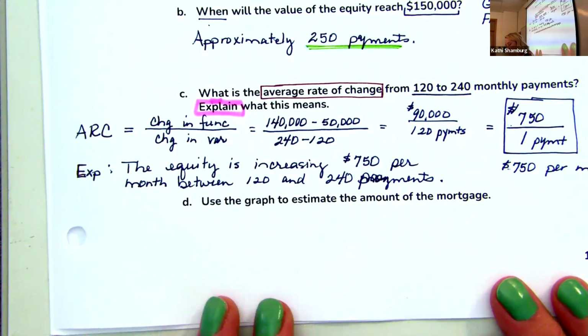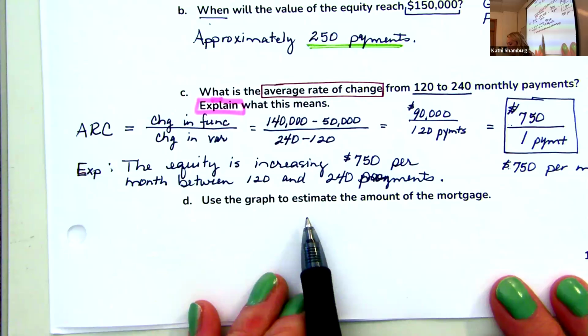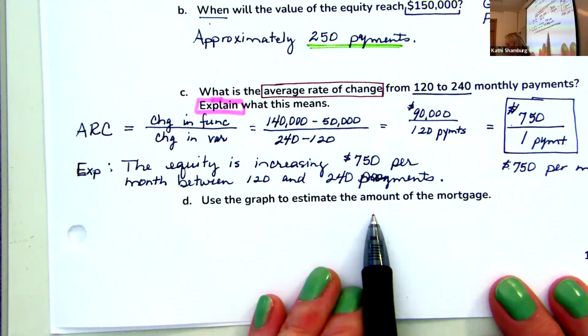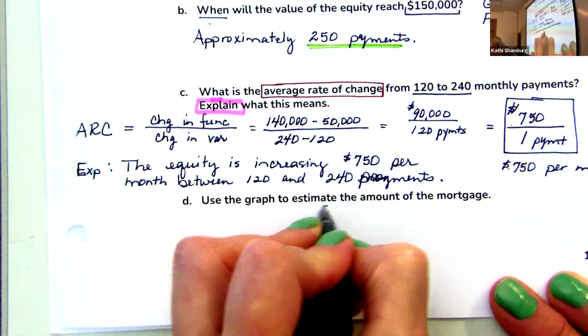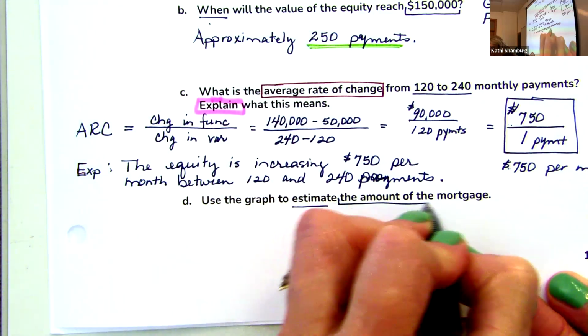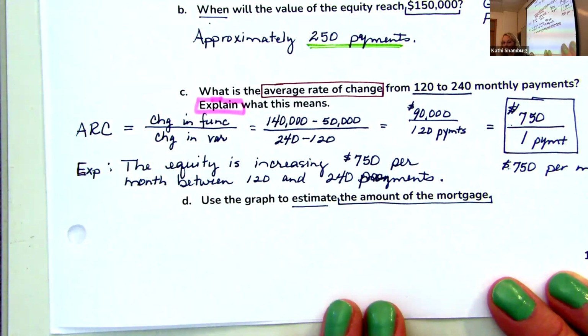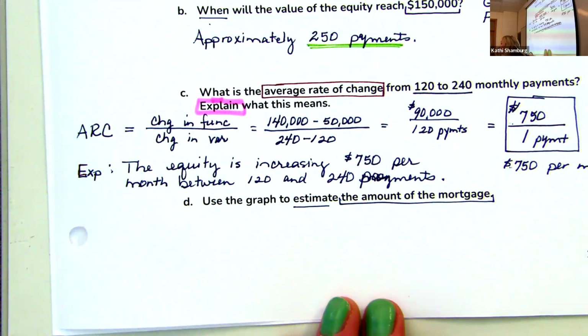Okay. All right. Use the graph to estimate the amount of the mortgage. So we're going to estimate the amount of the mortgage. So this is basically the full amount when I make my last payment and the bank says you now own this home.